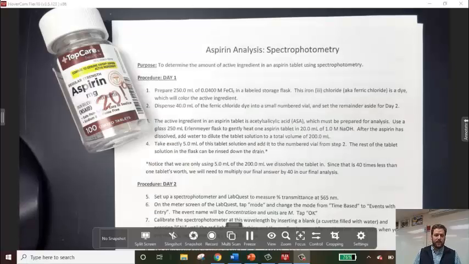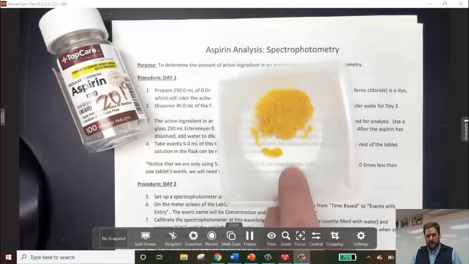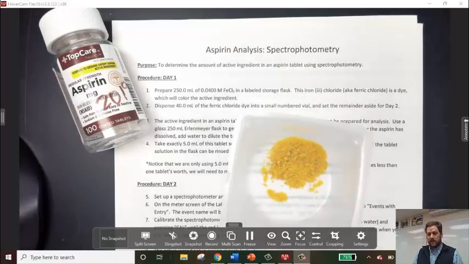I'm going to dye the aspirin using iron 3 chloride. There's what iron 3 chloride looks like, and our first task in this lab is to prepare 250 mL of a 0.04 molar solution of iron 3 chloride.